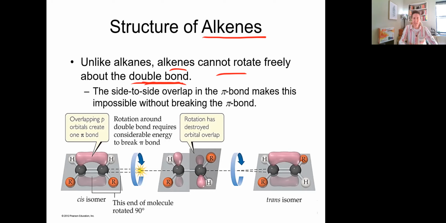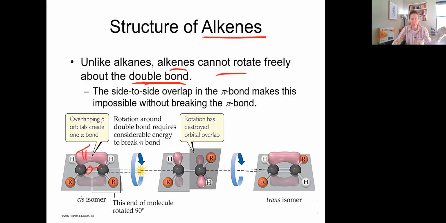A double bond consists of a first bond between carbons, which we call the sigma bond, and then a second bond, which we call the pi bond. Now, the pi bond is basically an overlapping of the p orbital sideways in order to create that one bond that basically runs above and below the level of the carbon chain. And that we call a pi bond.